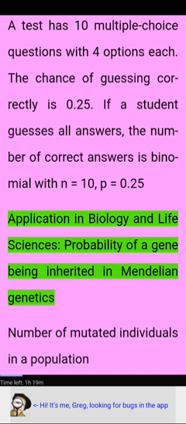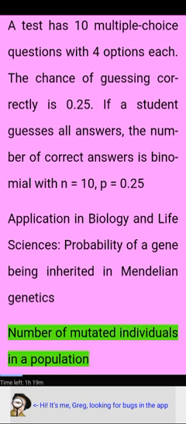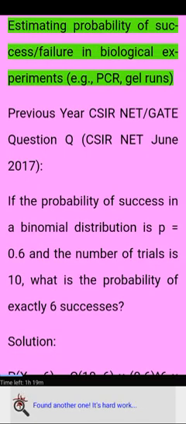Applications in biology and life sciences: probability of a gene being inherited in Mendelian genetics, number of mutated individuals in a population, and estimating the probability of success or failure in biological experiments, for example PCR and gel runs.